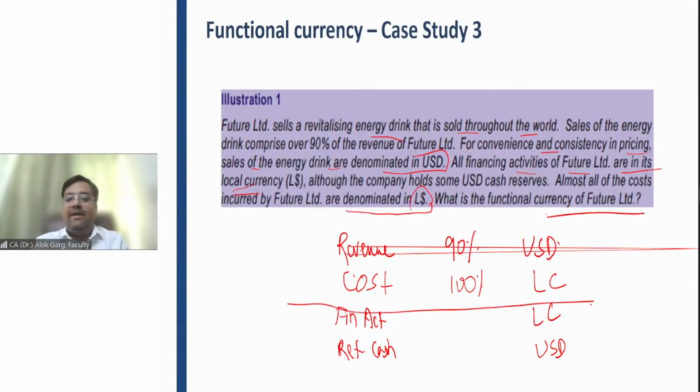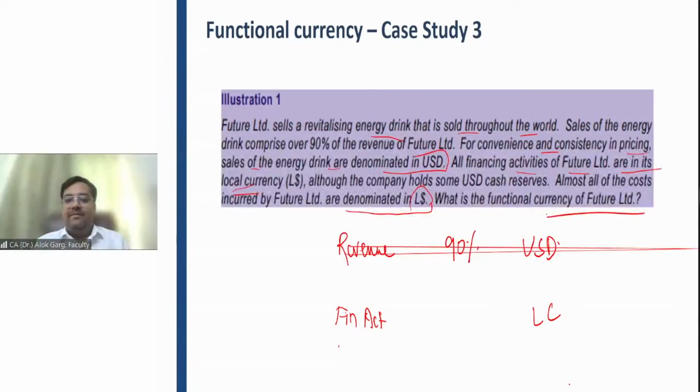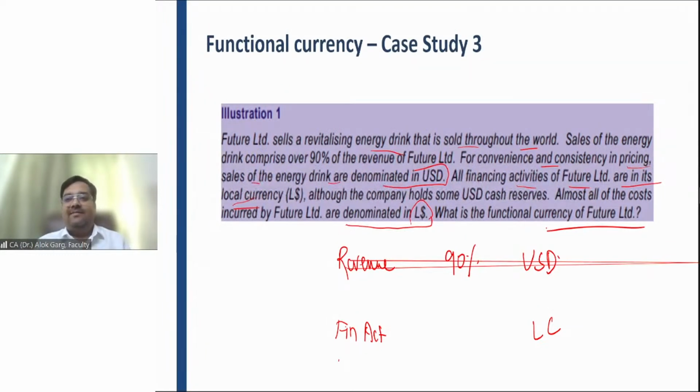So two primary indicators, two secondary indicators. Tell me. I'm just having a 15 seconds pause here. What should be the right answer? Janvi is saying US dollar. Why Janvi? Why US dollar?